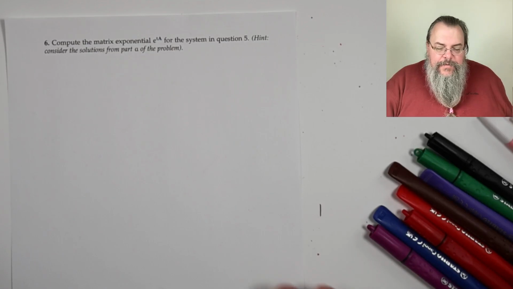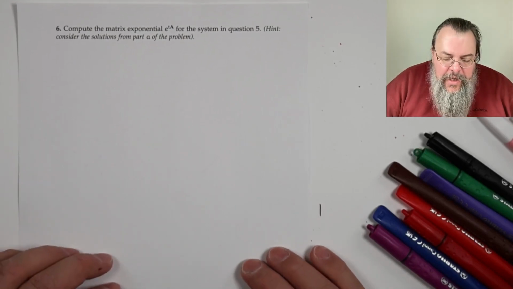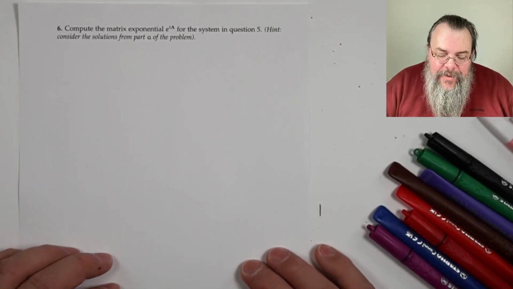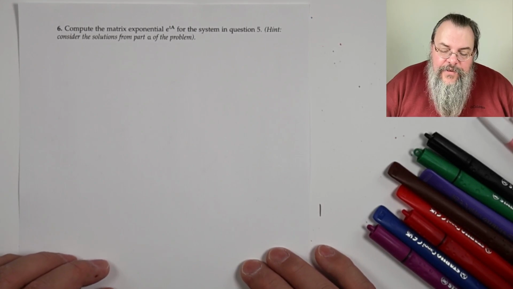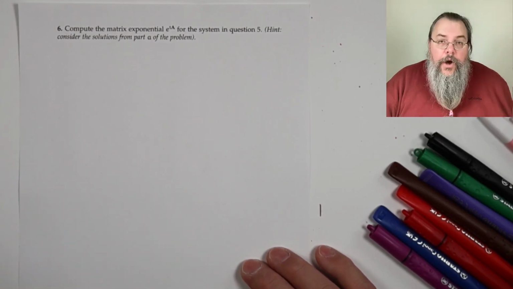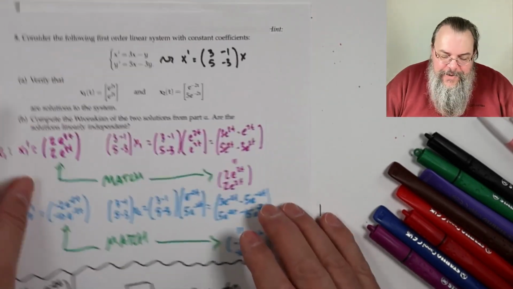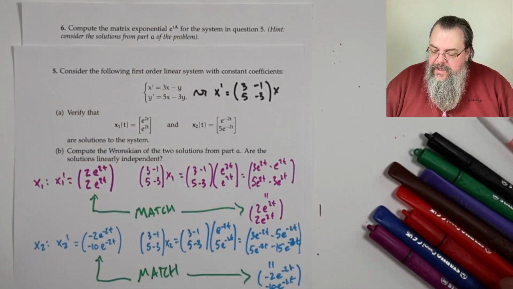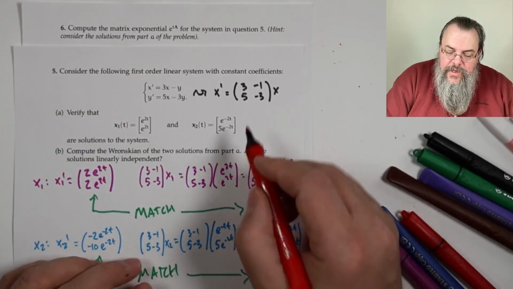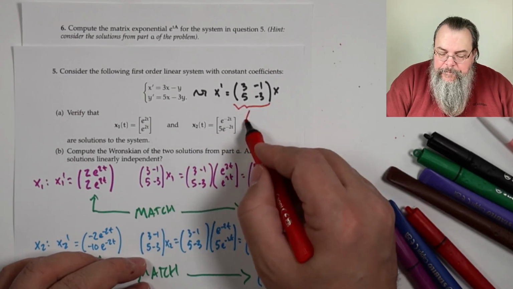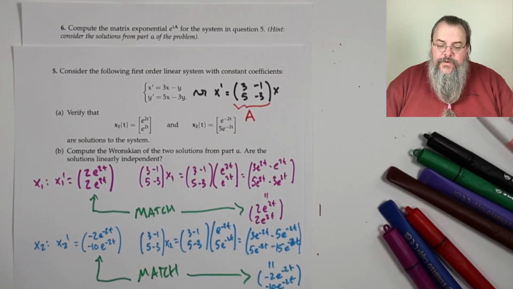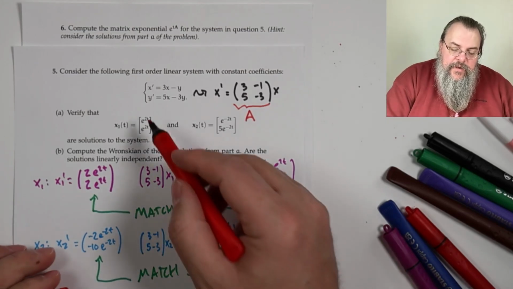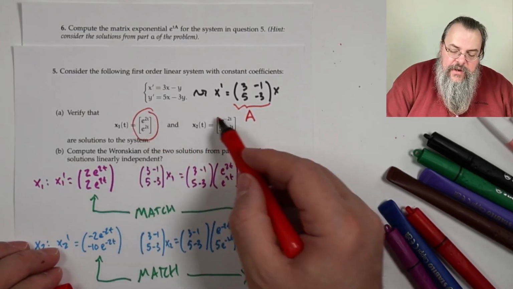All right, this brings us to number 6. Compute the matrix exponential e to the tA for the system in equation 5. Okay, so let's pull back up question 5. So e to the tA, what that's referring to, this here is A. All right, so we're trying to find e to the tA. Now it says, hint, consider the solutions from part A of the problem. In other words, it's like, hey, check this out.